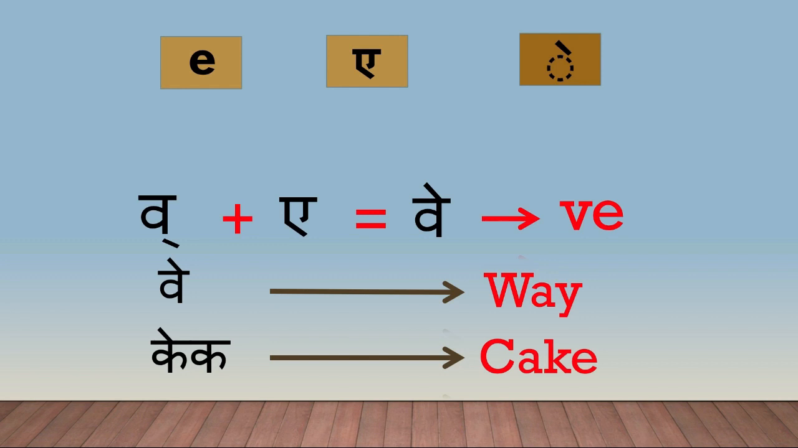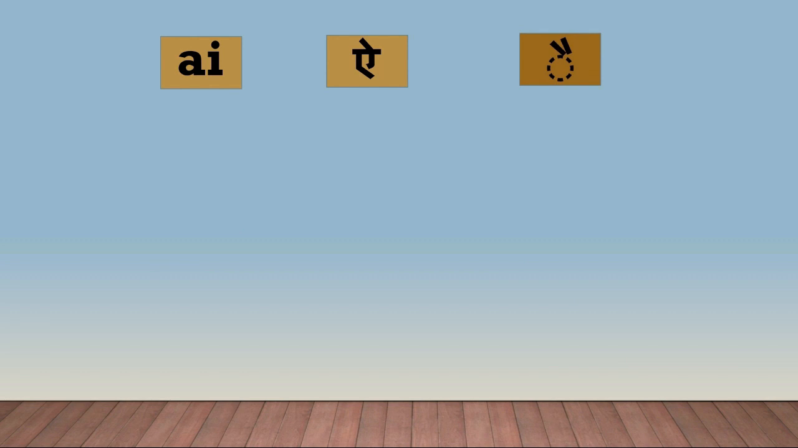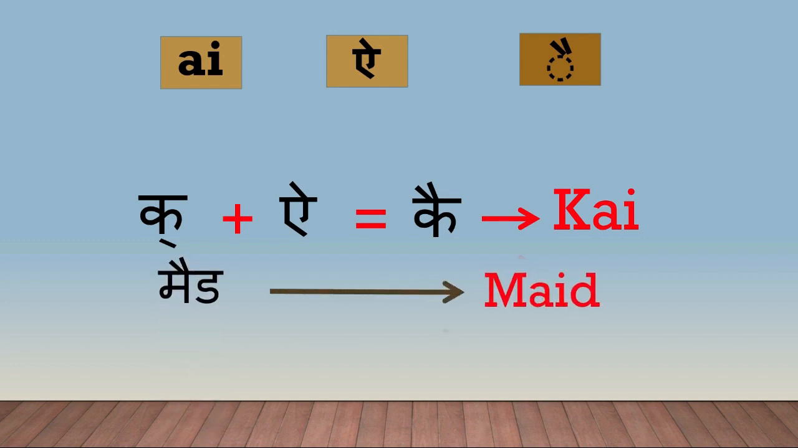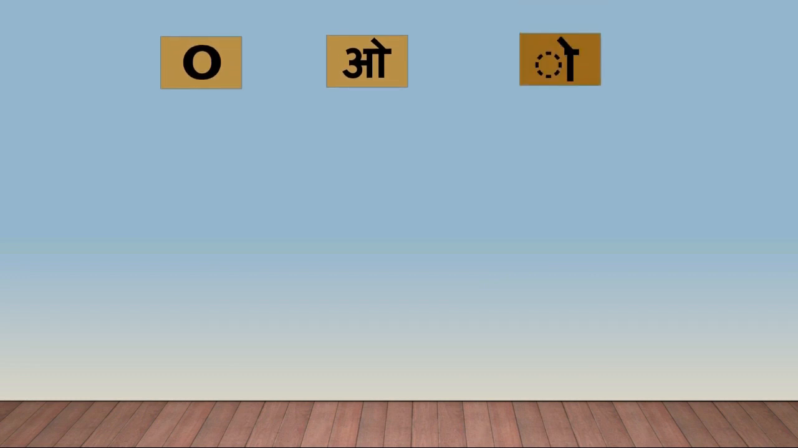Now, another one is ai with the sign of ai ki matra. See the example, ka plus ai, it gives a sound of kai. In English, it's kai. As a word we pronounce as maid. In English, maid. Next, cash. In English, it's cash.